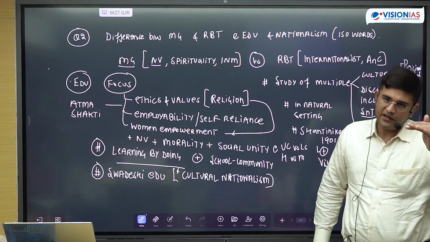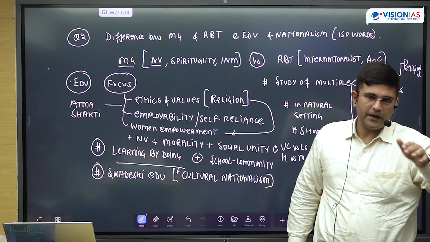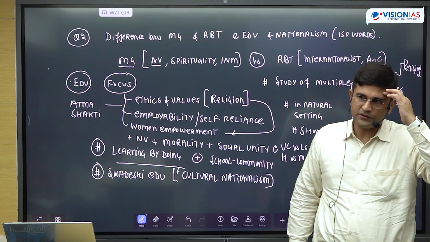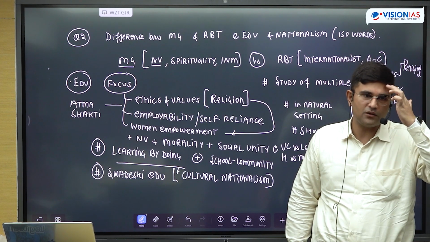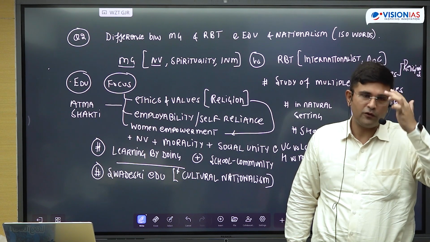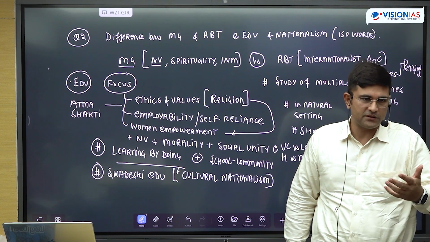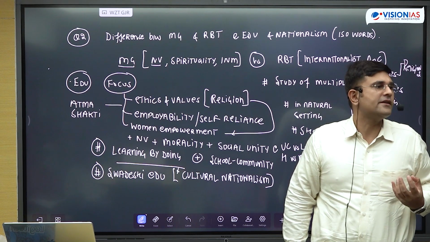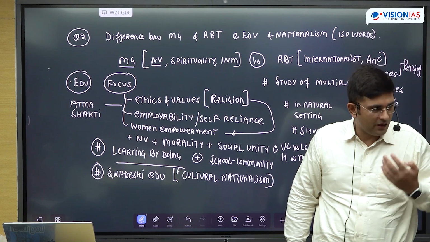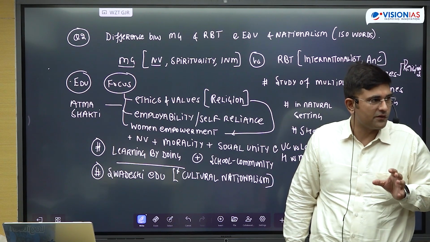Why? Linkage is Macaulay created Brown Sahibs. Brown Sahibs means brown from outside, but British from inside. So how to get rid of colonial mentality? Therefore, Gandhiji supported such kind of syllabus where people start feeling proud of their cultural identity, right? So therefore, cultural nationalism was one of the focus.